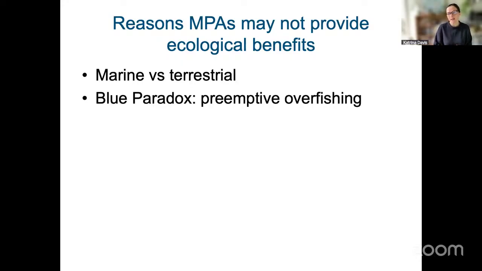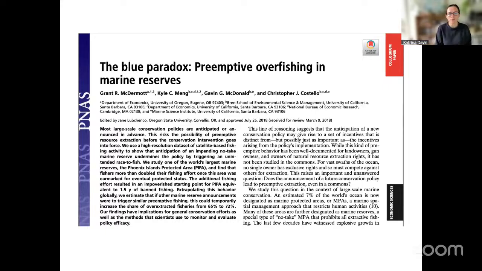And it's been coined the blue paradox by the authors of a particular study, which I'll show you, which is this one, Chris Costello and colleagues. It's this idea that with the expectation that a marine protected area is going to be established, what we have observed in many settings is that fishing activity will actually increase prior to that designation. And of course, if we increase fishing prior to designating a marine protected area, we basically delay the trajectory of benefits through time.